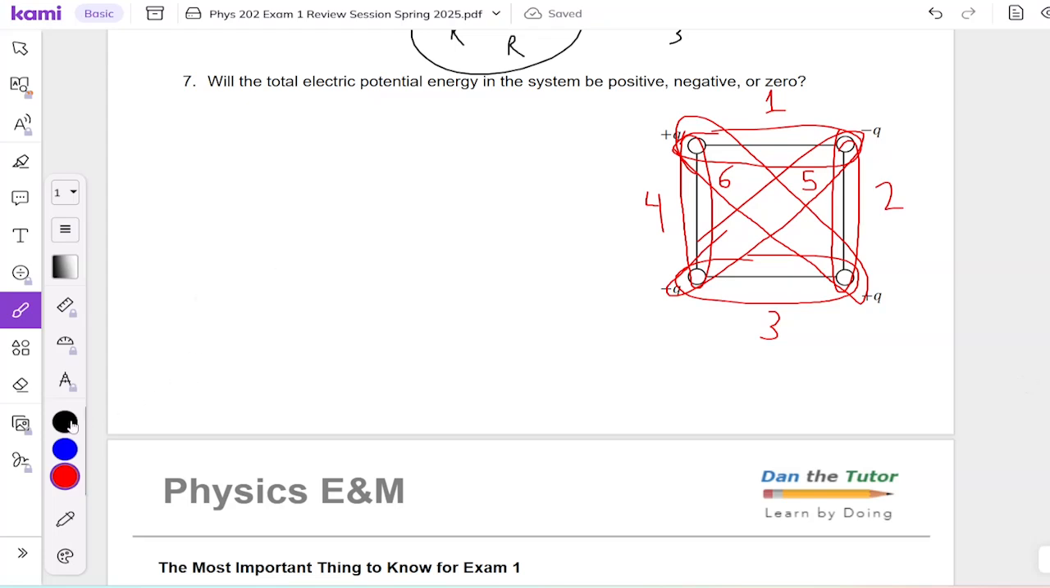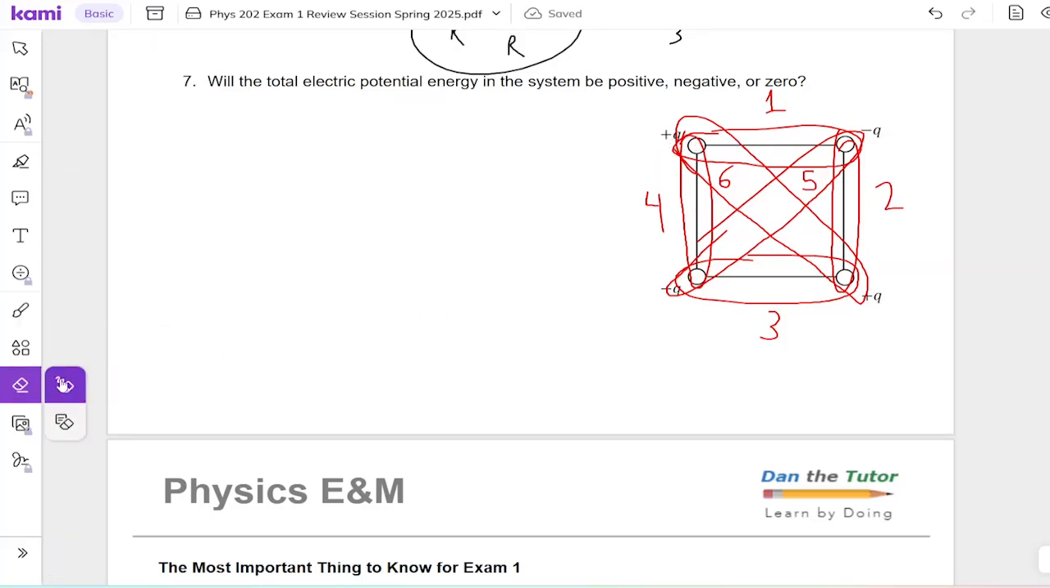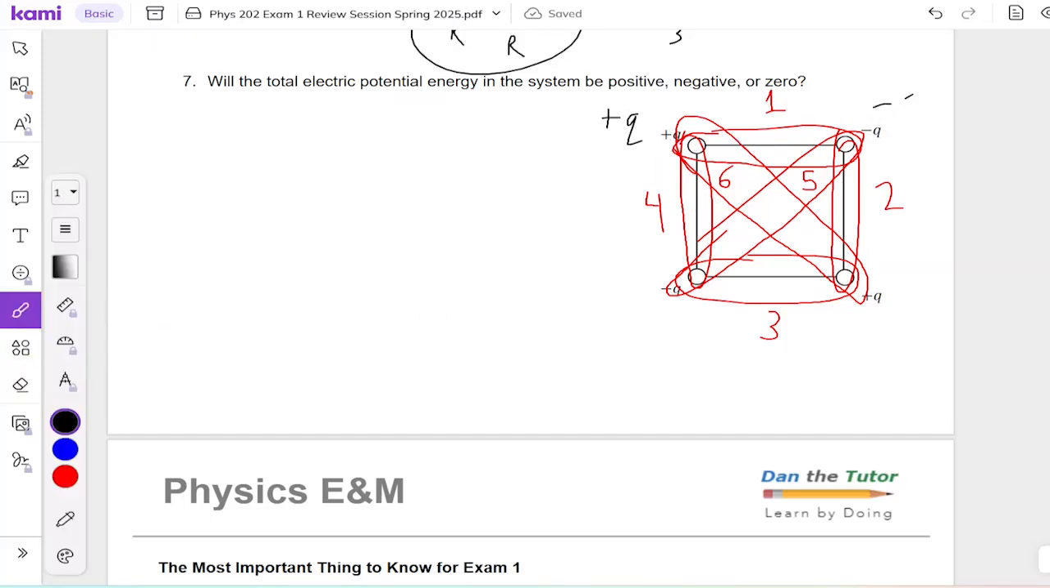Hopefully that makes sense. Even though I don't have numbers, I can still get a good estimate here. So this was positive Q, negative Q, positive Q, negative Q. For interaction 1, which I'll call U1, that's going to be K, Q times negative Q over the distance. I don't have a distance, so I'll just call it d, the distance between each charge. I don't care about the answer, I just care that it's negative, because I just want to know if the final answer is positive, negative, or 0.